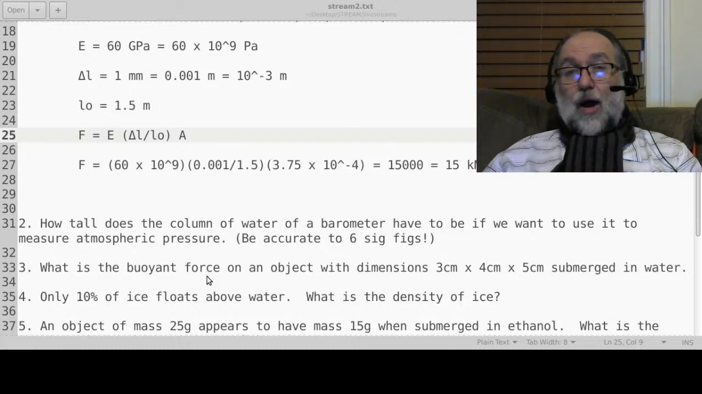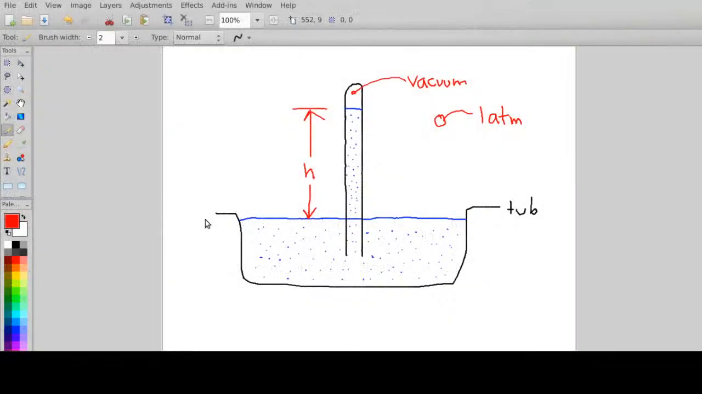Let me just remind you what a barometer looks like. A barometer is basically a tub of fluid here. In this case, it's water. So you can see the blue dots there represent the water. And what you have is like a test tube, but it's a really long test tube. Basically a tube which is closed at one end and open at the other end. Originally, the entire tube is filled with water. So you lay it down in the tub and it's all filled with water.